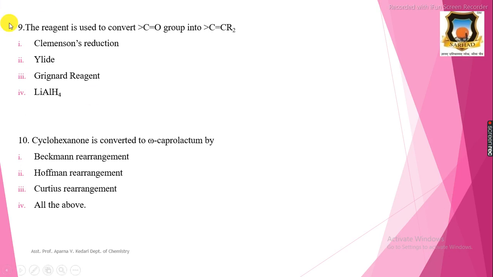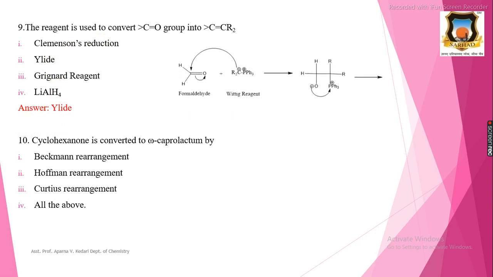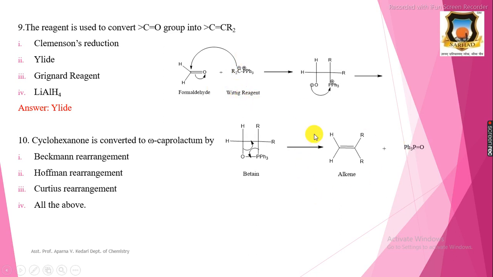Then the next question is: which reagent is used to convert this carbonyl group into this alkene group? The first option is Clemmensen reduction, Wittig, Grignard reagent, lithium aluminum hydride. And the correct answer is Wittig. For example, here formaldehyde reacts with Wittig reagent, then it gives betaine, and this betaine gives alkene. Therefore, the correct answer is Wittig.